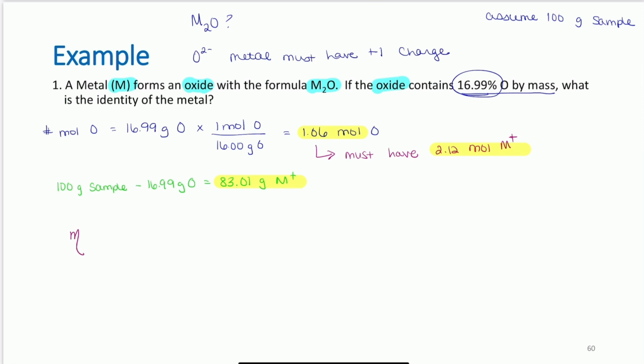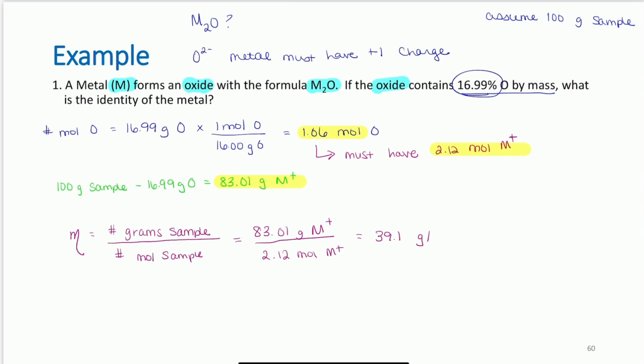What I'm going to do now is use a definition. Molar mass is equal to the number of grams of your sample, whatever species you're looking at, divided by the number of moles of that sample. I have both of those pieces of information. My number of grams I found to be 83.01 grams. My number of moles we found to be 2.12. If I divide grams per mole, that gives me 39.1 grams per mole, which matches to the table and tells me it's potassium.